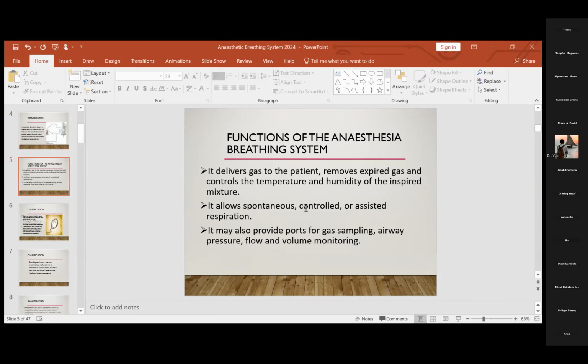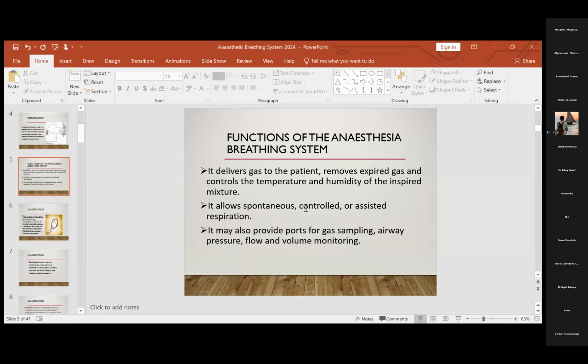So functions, number one, the anesthesia breathing system serves to deliver anesthetic gases to the patient, removes expired gases, and controls the temperature and humidity of the inspired mixture. So the anesthesia breathing system does much more than deliver anesthetic gas mixture to your patient. It removes the expired gases, and helps to control the temperature and humidity of your inspired gas mixture.